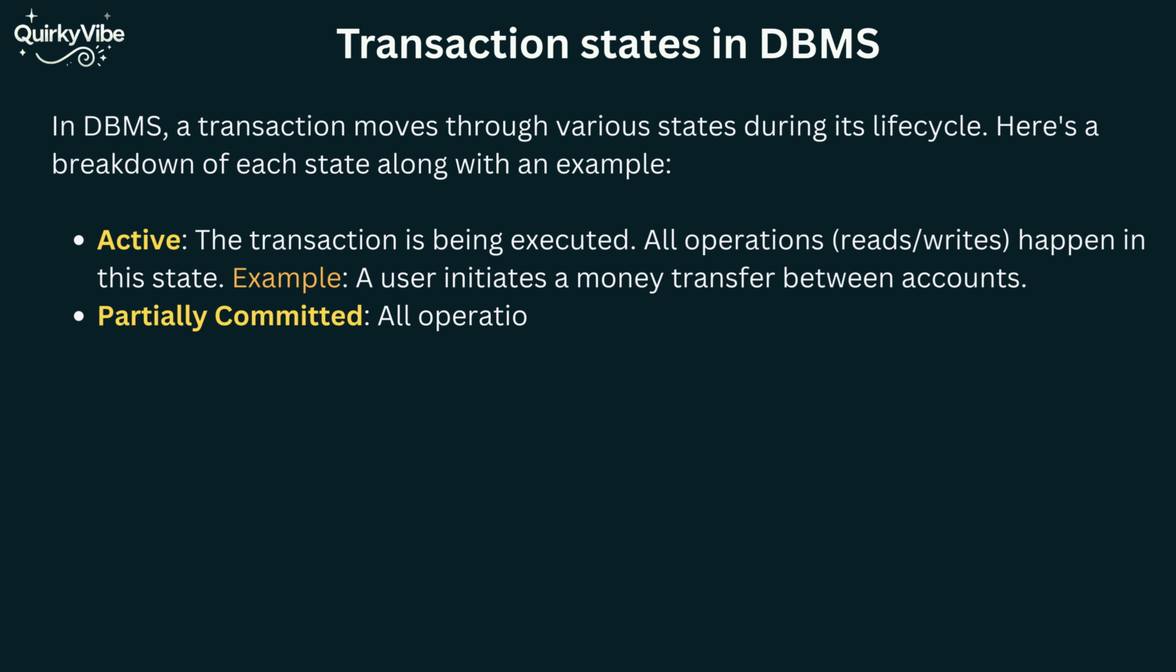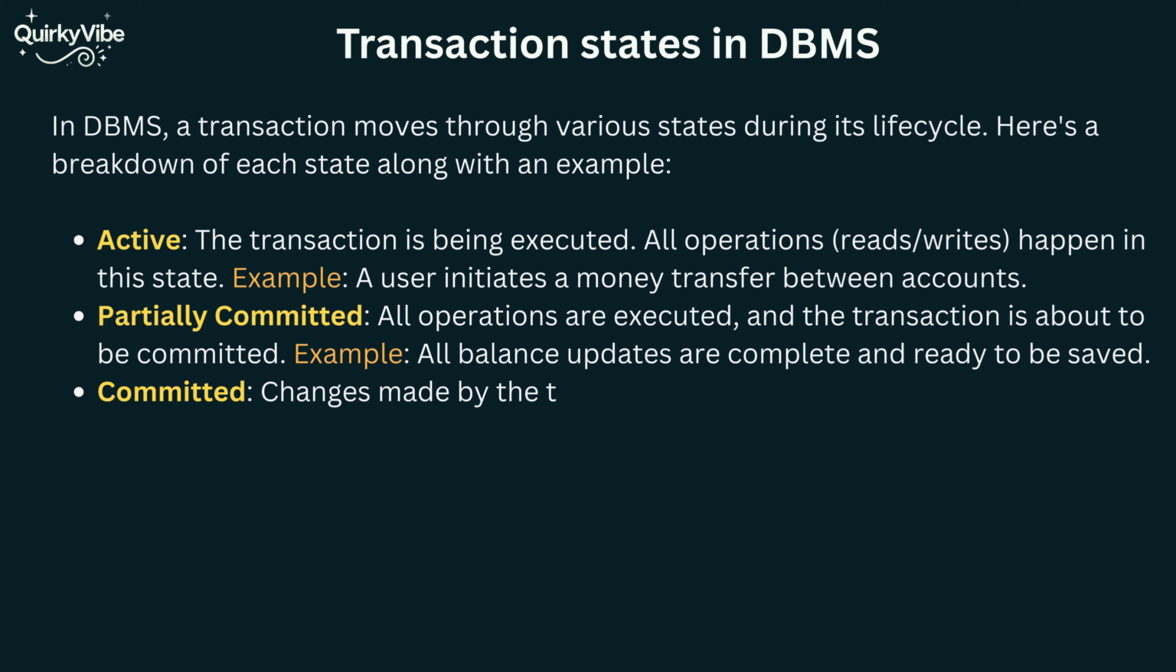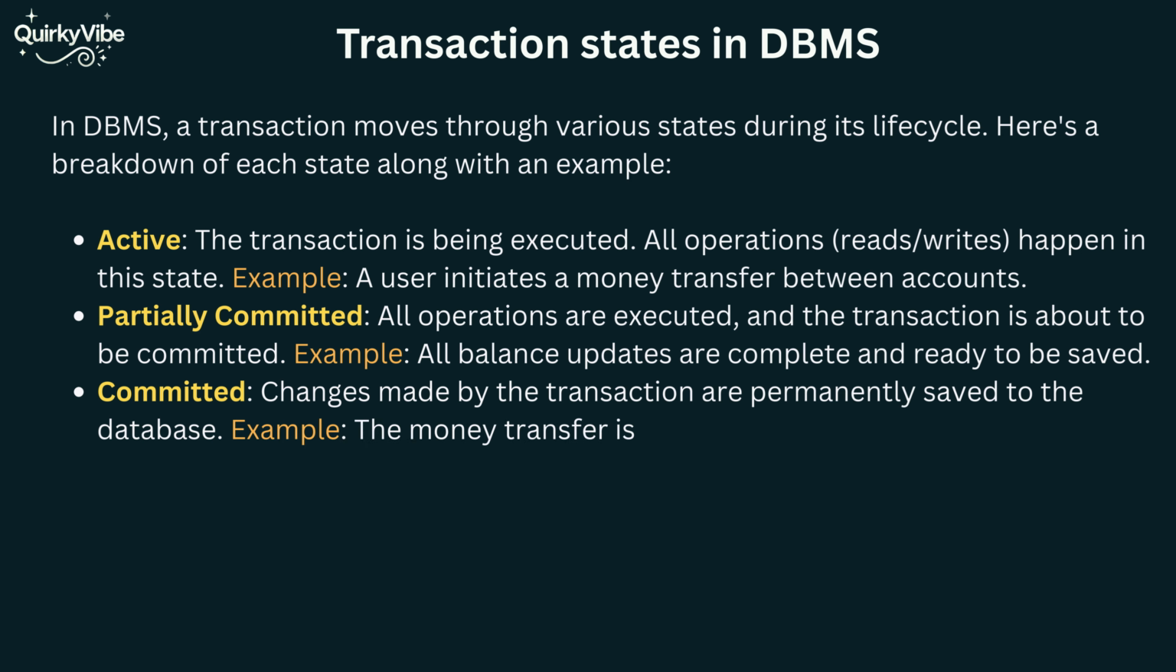Partially committed, all operations are executed, and the transaction is about to be committed. Example, all balance updates are complete and ready to be saved. Committed, changes made by the transaction are permanently saved to the database. Example, the money transfer is completed and reflected in both accounts.